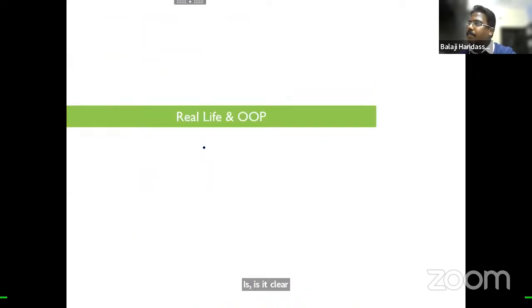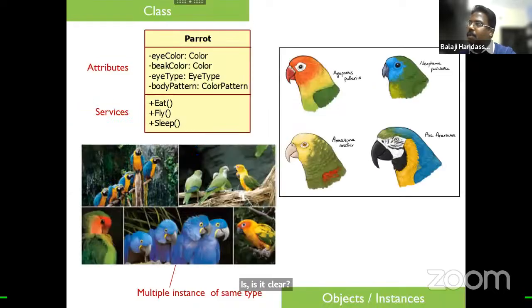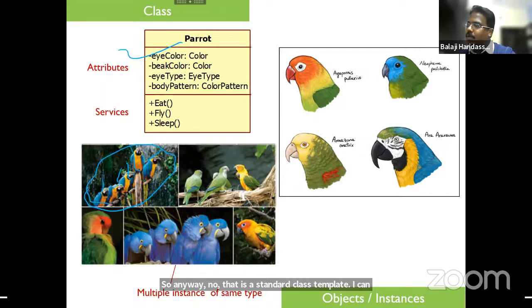Yes, sir. Yeah. Now, let us see a simple example. We don't have time for this. Anyway, that is a standard class template. I can create n number of instances from the class, right? Now you can think of how to write a single parrot class and create many different instances from it. How will you write the code for that?